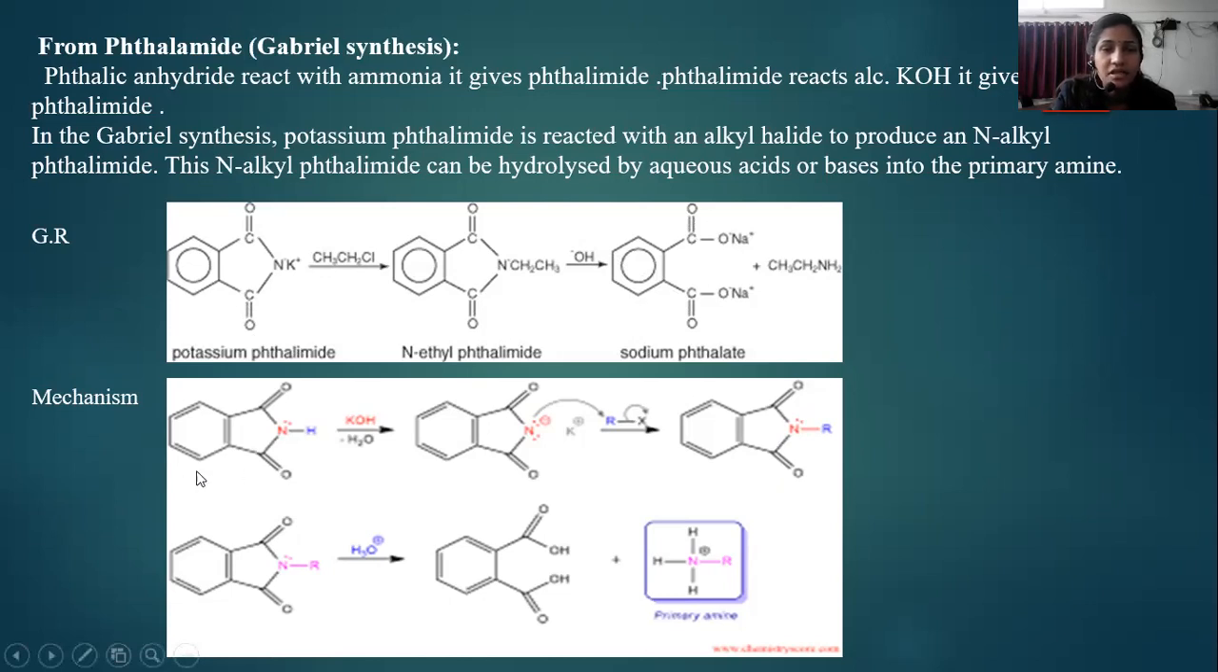This is the mechanism. This is phthalimide in the presence of KOH. We get potassium phthalimide. Then the nitrogen lone pair attacks the R group. Then X is a good leaving group and leaves. We get N-alkyl phthalimide. Then the N-alkyl phthalimide is hydrolyzed by H2O or acidic medium H3O plus. We get sodium phthalate and primary amine.